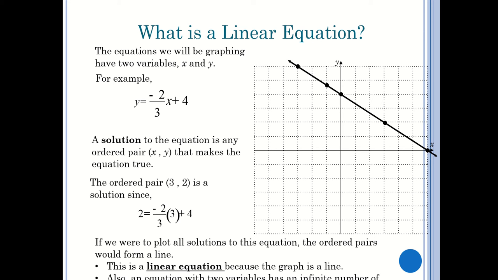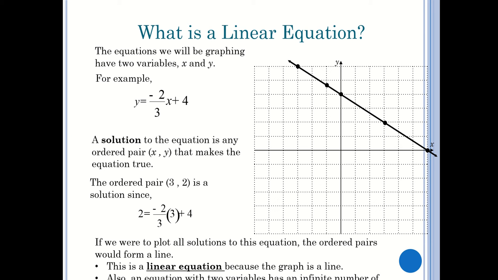If we were to plot all the solutions to this equation, the ordered pairs would form a line. Now, we can't plot all the solutions because there's an infinite number of solutions to that equation. But if you pick two, you can plot both of those and connect the dots and it forms a line. You can see in this graph, I have 1, 2, 3, 4, 5 points plotted and the dots were connected. So 2 is enough to make a line, but you're welcome to plot more.